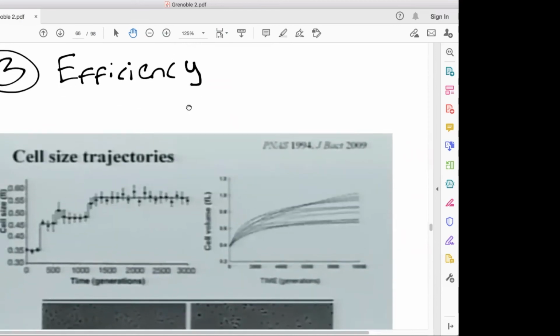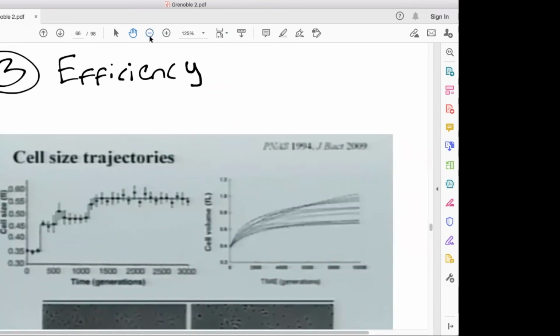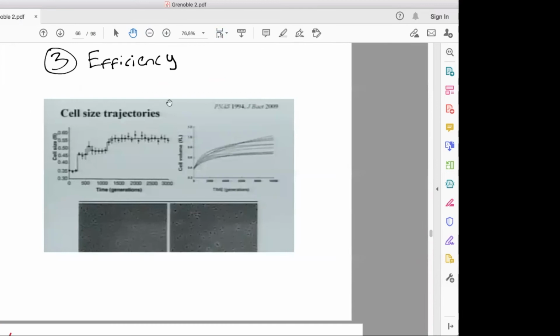Well, I am starting to run out of time, so I will be fast here, but another thing that I wanted to tell is about efficiency. So when I look at this picture of the cells getting fat, my question was, is it a good idea to eat a lot, or is it a good idea to eat less?